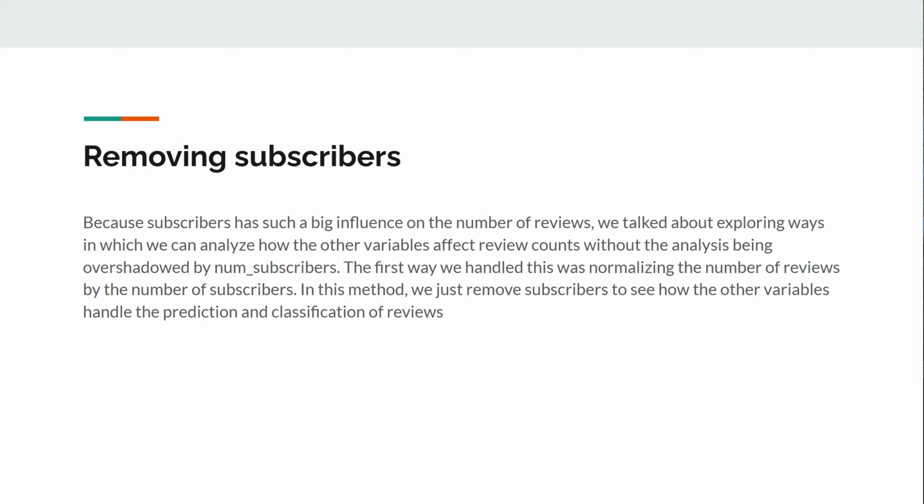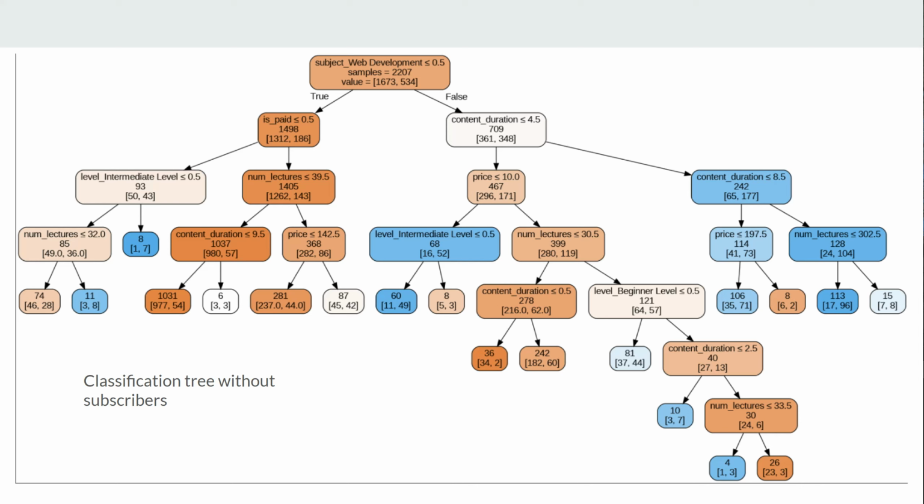So what we could also do is just remove subscribers from our model just to see what other aspects influence. We're not going to normalize any of our variables. We're just going to remove the subscribers variable and see what we can get. And this is our classification tree. You can see that it starts with if the course is a web development course or not.